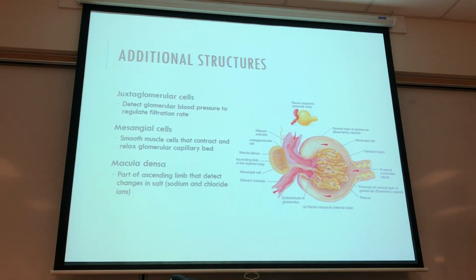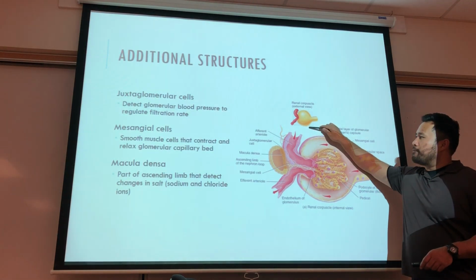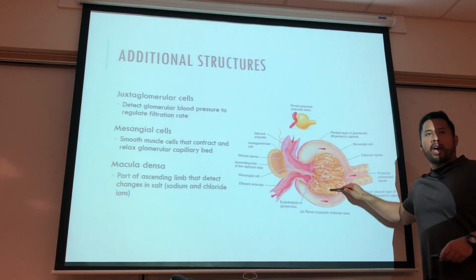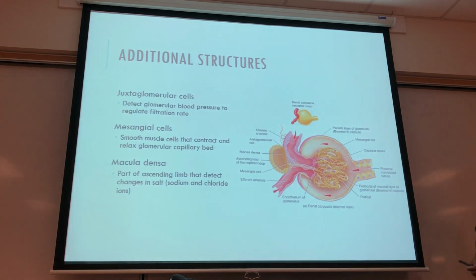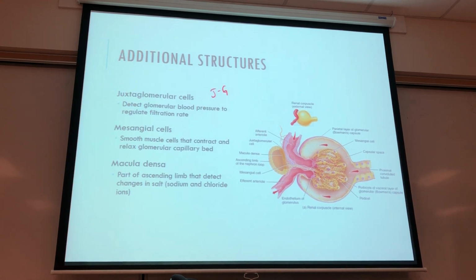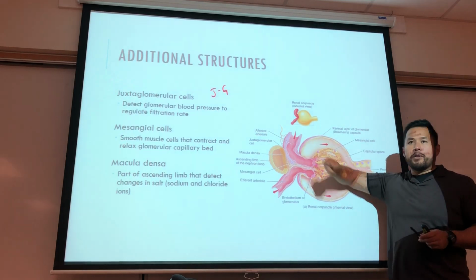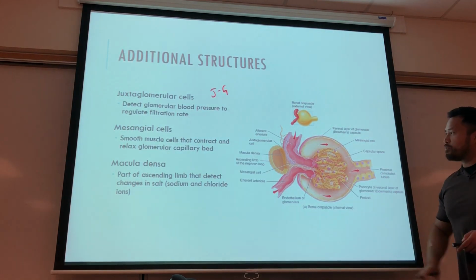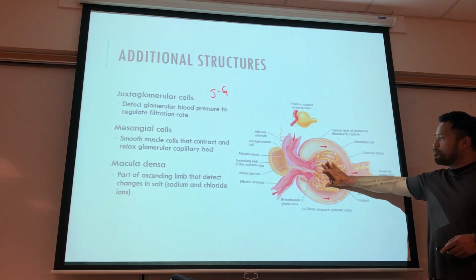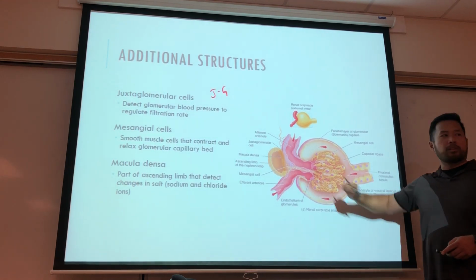Some additional structures that I do want to talk about that are also going to play a major role are juxtaglomerular cells. The juxtaglomerular cells are present in the afferent arteriole. That's blood flowing into our glomerular capillaries. Juxtaglomerular cells, otherwise known as JG cells, are part of this apparatus that detects the blood pressure, particularly within the afferent arteriole. Because what we need to do is maintain normal pressures within the glomerular capsule.